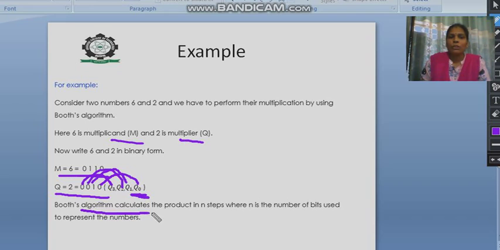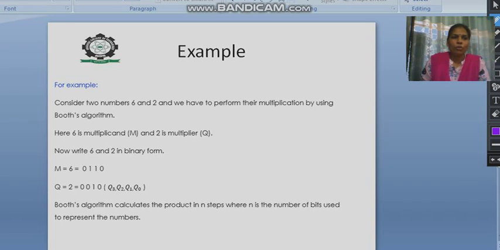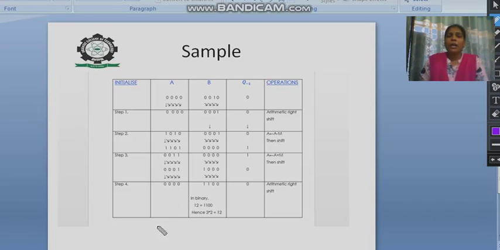And Booth's algorithm calculates the product in n steps. And what is n? N is the number of bits used to represent the number. Means whatever number we are considering, the count of bits which we are using to show the number is basically the number of steps we need to consider.